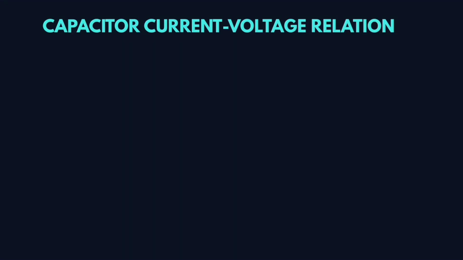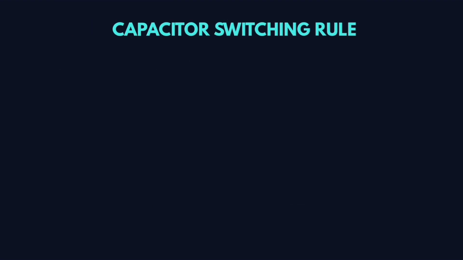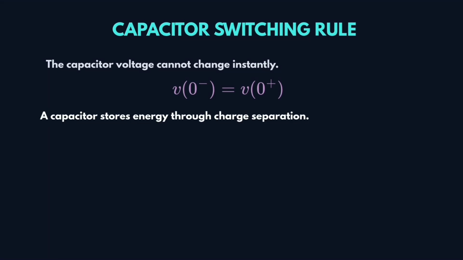Capacitor current voltage relation. Current is nothing but rate of charge flow, that is dq by dt. Since q equals Cv, we get I equals C into dV by dt. Current depends on how quickly voltage changes. Capacitor switching rule. The capacitor voltage cannot change instantly. That is, voltage at 0 minus is equal to voltage at 0 plus. And that's because a capacitor stores energy through charge separation. The relation is Q equals Cv.